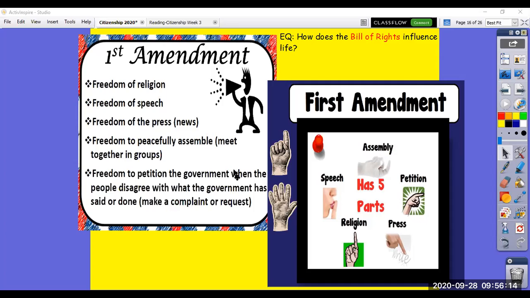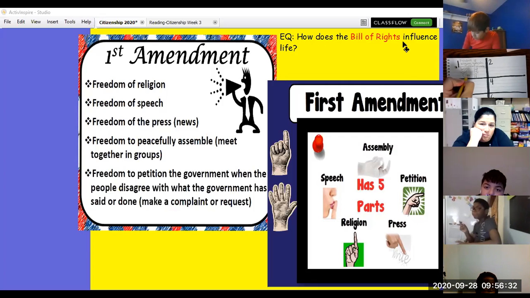To remind myself that there's five: freedom of religion, assembly, press, petition, and speech. So draw yourself a little tiny picture of what that means to you. The First Amendment.